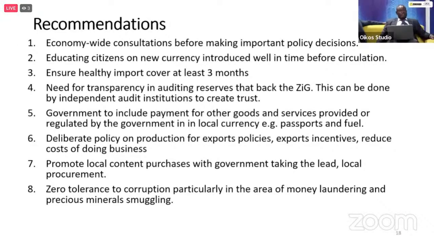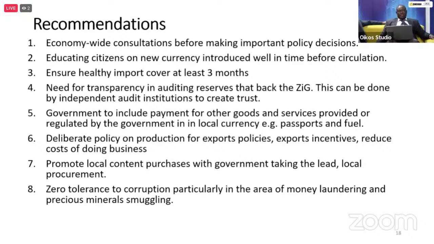We also need some deliberate policy on production for export policies. Export incentives can come in as an example there. Reduce cost of doing business, need the one-stop shop, one-stop investment shops. We also need to promote local content purchases with government taking the lead. For example, local procurement, zero tolerance to corruption, particularly in the area of money laundering and precious minerals smuggling.